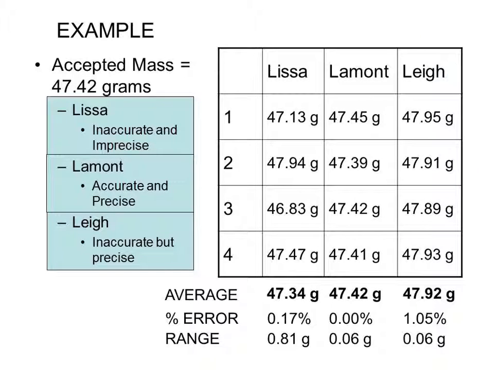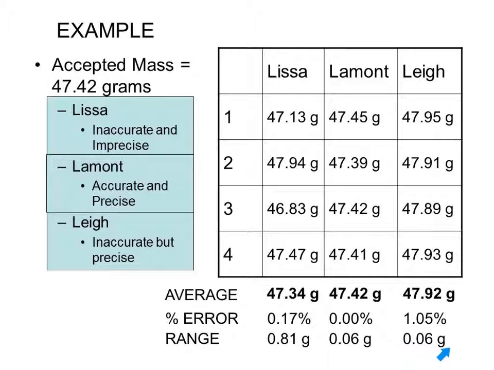And finally, our last candidate is Lee. Lee's mean of his data set is much higher than the accepted mass, 47.92. So his error is 1.05%, considerably higher than the 0.1% that we've touted as being the boundary between data that is suspect as far as accuracy and accurate data.